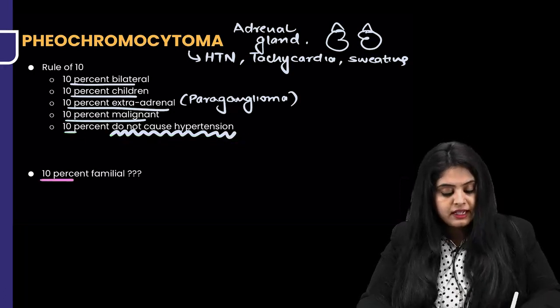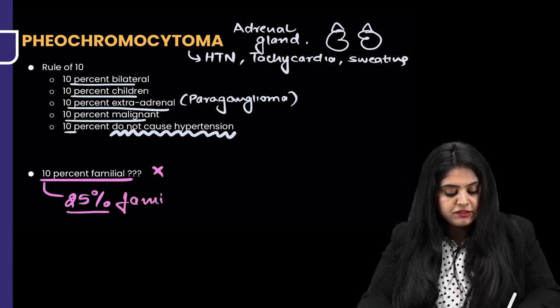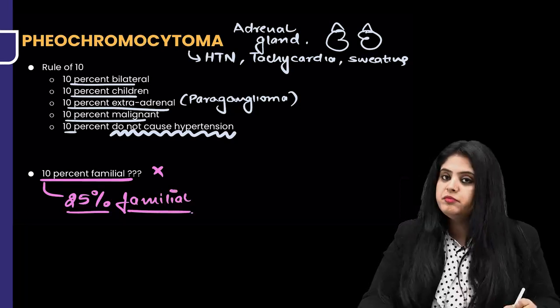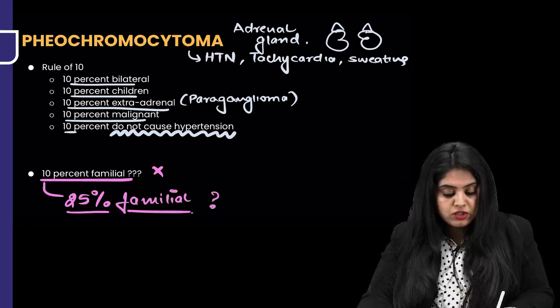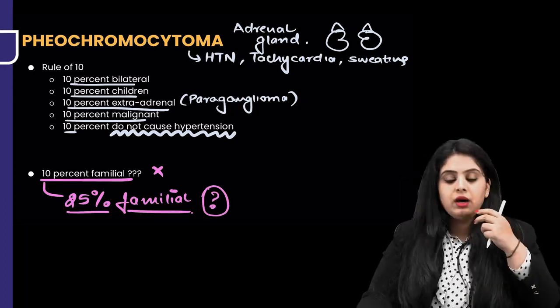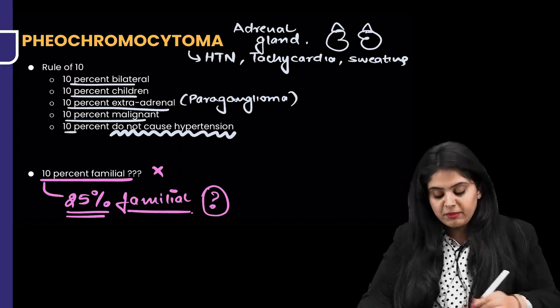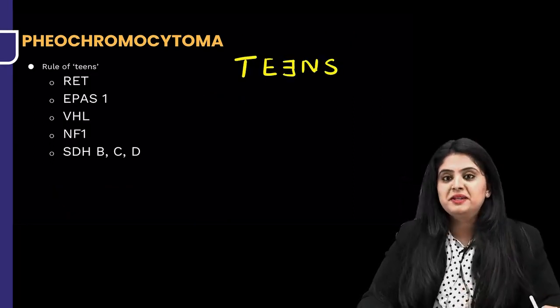Earlier, it was said that 10% is familial, not now. Now, they are saying 25% is familial. This has changed. Now, 25% is familial. So, you will ask me, what are the genetics that are associated with familial pheochromocytoma? So, now the rule I can't change. Although they have changed. They have said 25% of them are familial, but my mnemonic still remains 10.